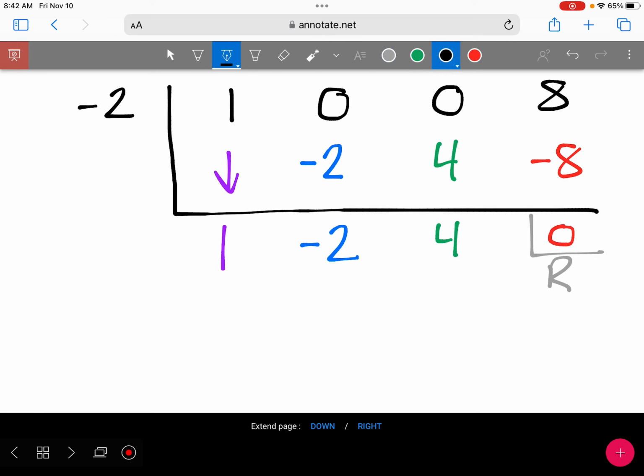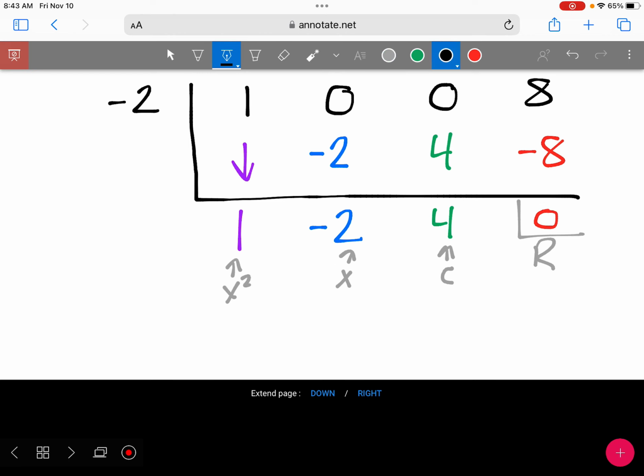So our polynomial solution, remember this is our constant, this is our x, and this is our x squared. We have 1x squared minus 2x plus 4. Okay?